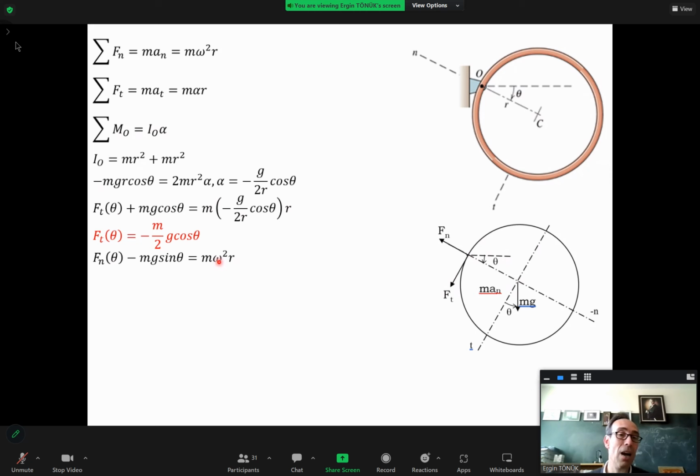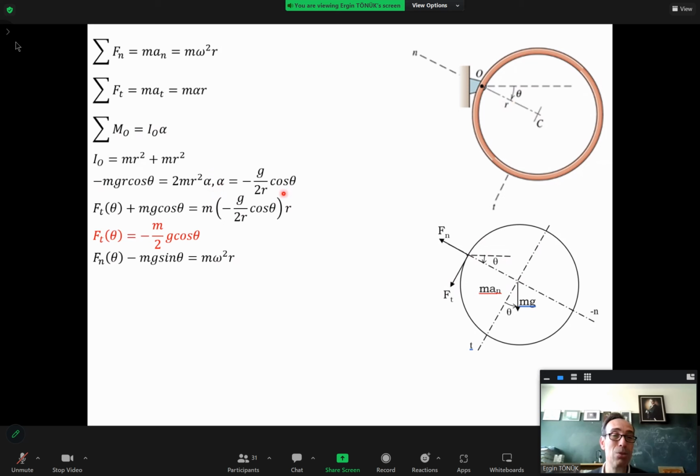And actually we are given that angular speed is 0 when theta is 0 because it's released from rest there. So I have to compute what would be the angular speed for a given theta if it's released from rest when theta is equal to 0.